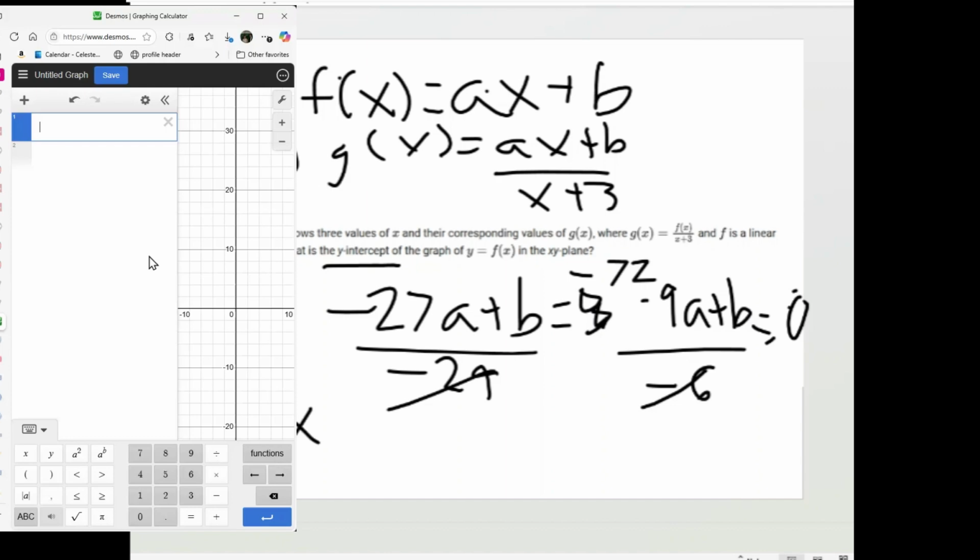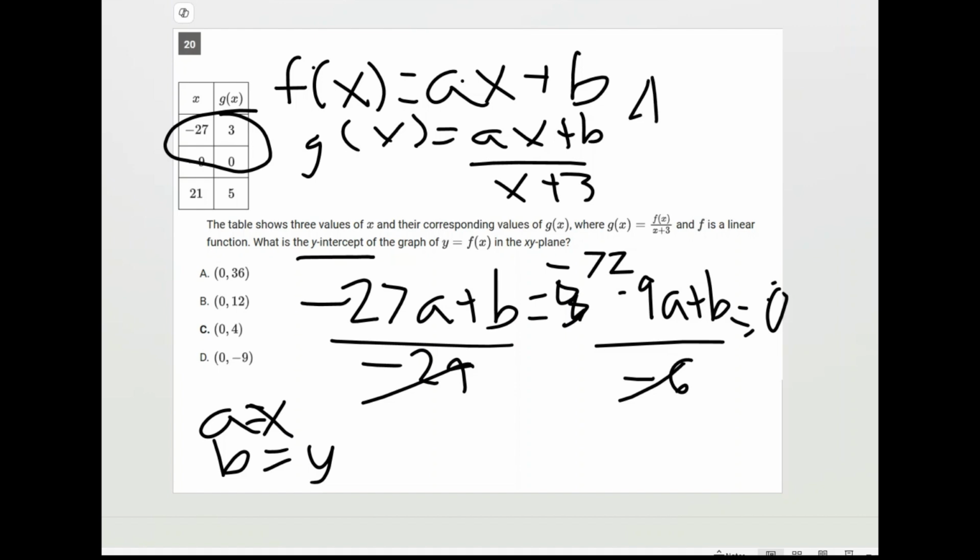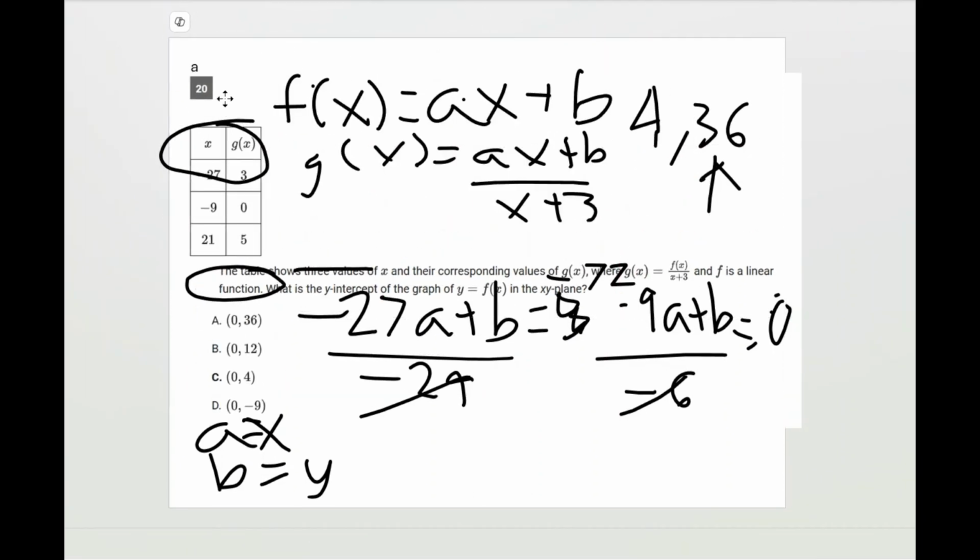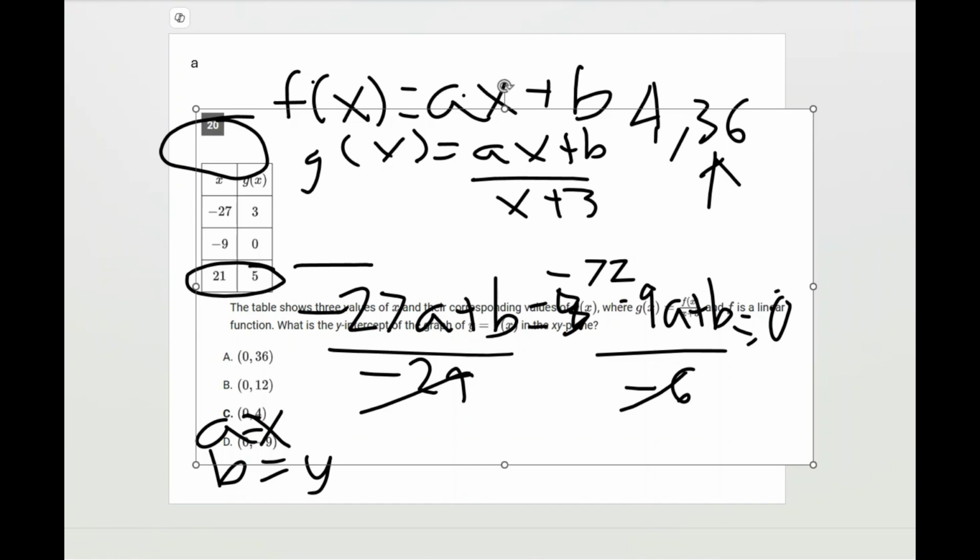Alright, let's plug those equations in there. 27x plus y equals negative 72. And negative 9x plus y equals 0. You have 4, 36, okay? All right, 4, 36. And as I said, the y value of b is what we're looking to get, so that means that 36 must be b. And if you check the answer here, whoops, A, perfect, we circled A.